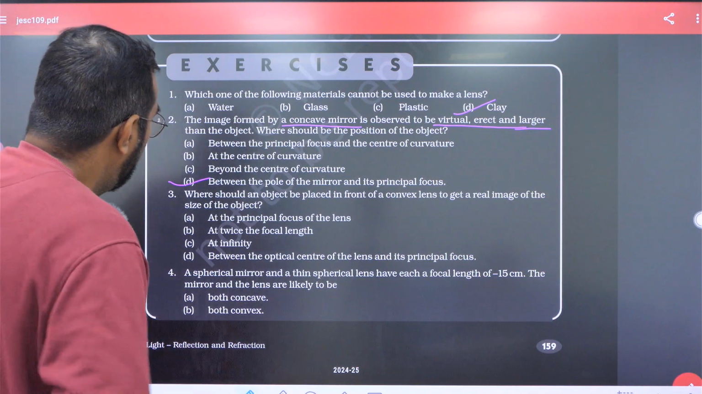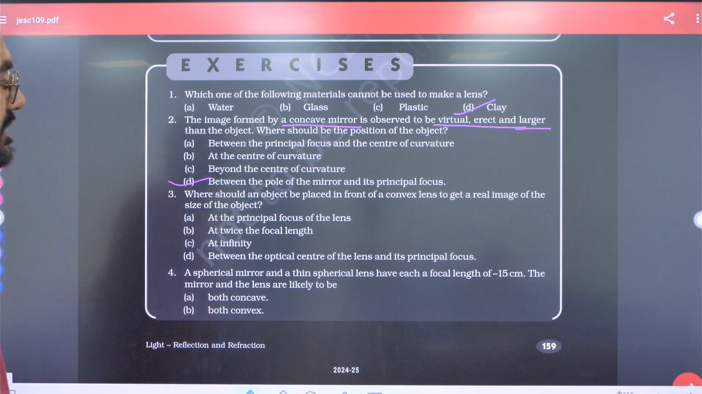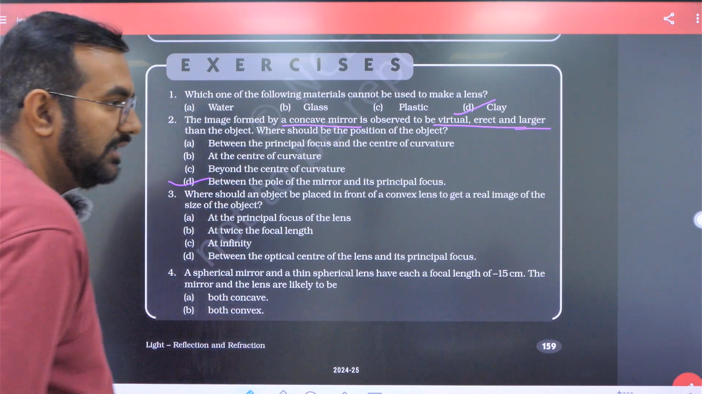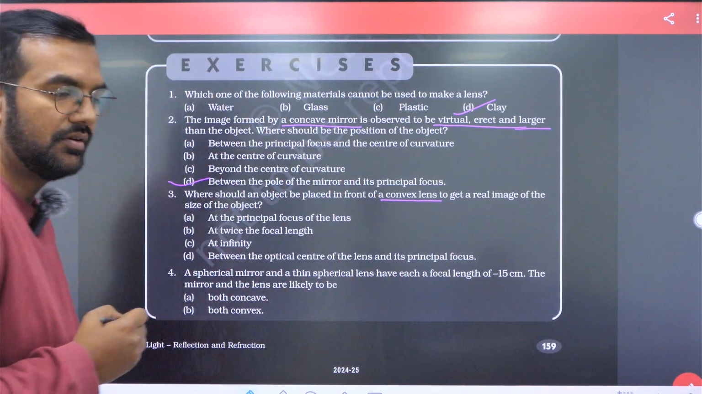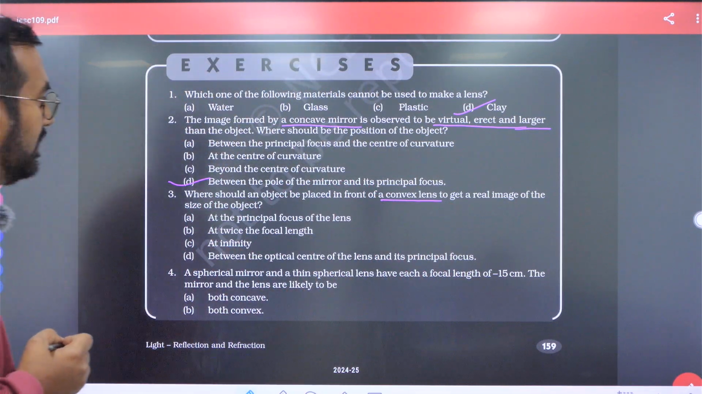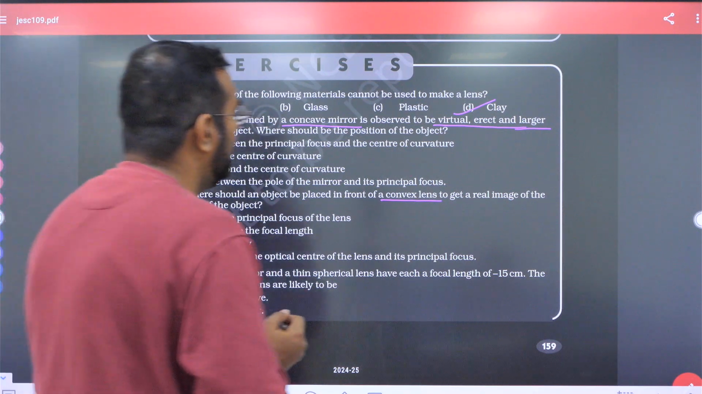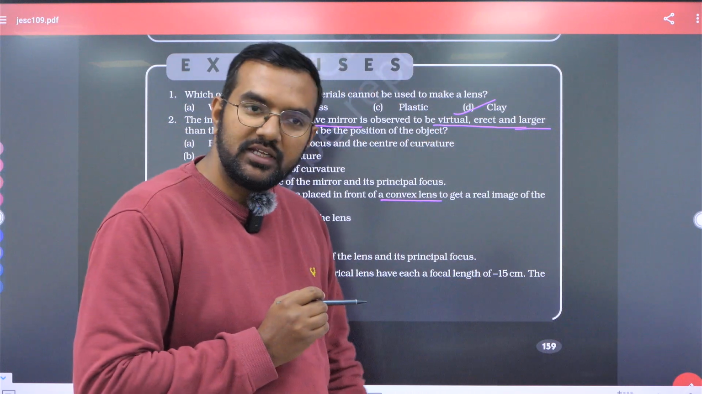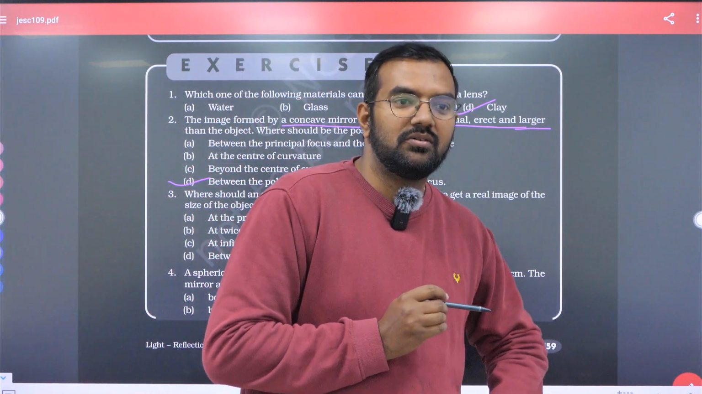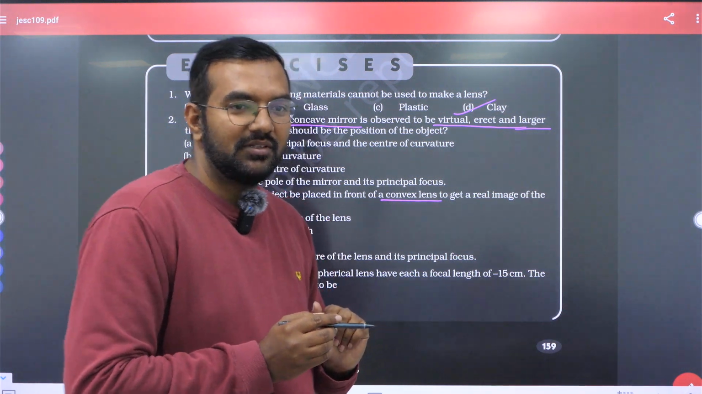Third one. Where should an object be placed in front of a convex lens to get a real image of the size of the object? The lens is convex. But in all the cases, does the convex lens always form a real image? No. In one case it forms a virtual image.